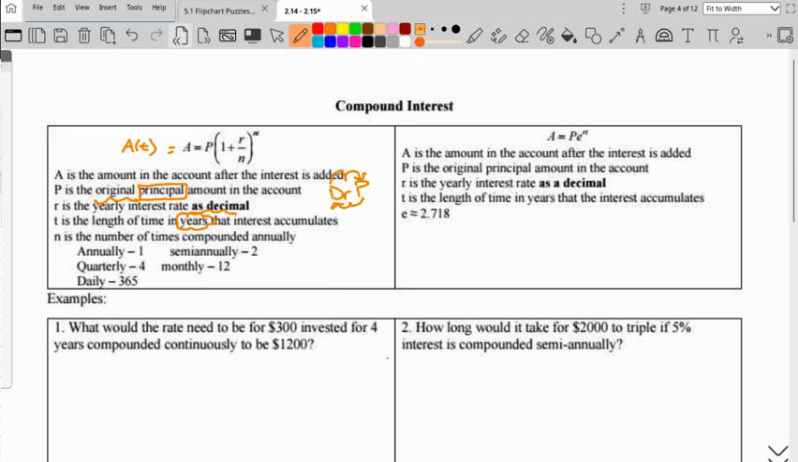Okay. Now, if it's compounded continuously, we're going to use the formula with E in it. This is for compounded continuously.